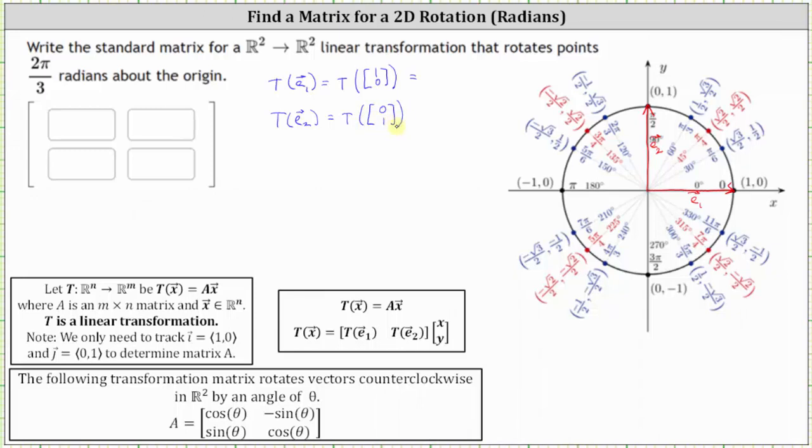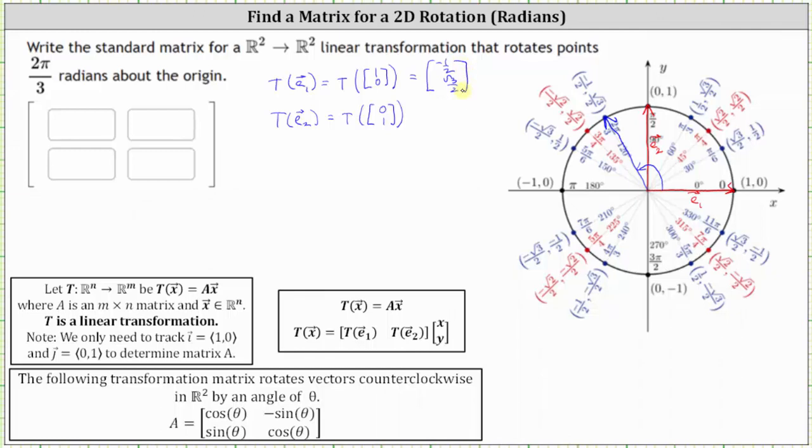And now if we look at the unit circle on the right, I've already graphed the vector E sub 1, or the vector 1, 0. To find the image of this vector under the transformation, we will rotate this vector 2/3 pi radians, or 120 degrees, counterclockwise, which means the image of the vector E sub 1 under this transformation is this blue vector here. And because we're on the unit circle, we know the vector is negative 1/2, square root 3 divided by 2.